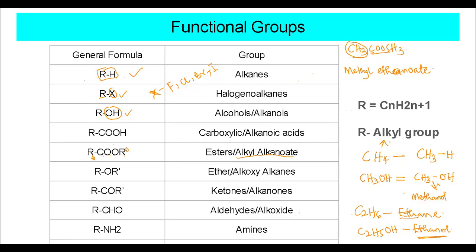Then you have the ester group, the ethyl group rather, or the alkoxy alkane group. You have the ketone group, which is RCOR prime. You have the aldehyde and alkoxide group. You have the amine. You have the amino acid. Our focus is actually not on all of these. Our focus is only going to be on the first three for paper one. Okay, so I'm going to take a break on that now and move on to the next slide.